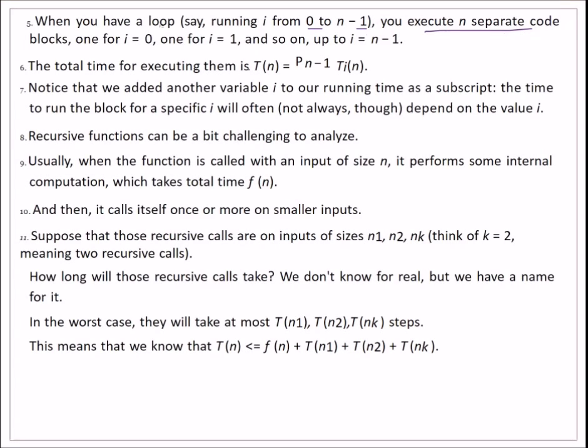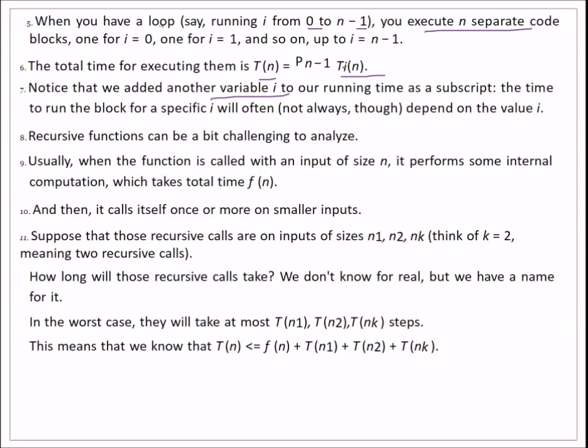The total number of executions will be T(n) = sum from i=0 to n minus 1 of T_i(1). This is nothing but the addition, and T_i is nothing but we have just added another variable i to our running time, as a subscript. The time to run the block for a specific i will often depend on this value. This is very important because I'm going to use it later.